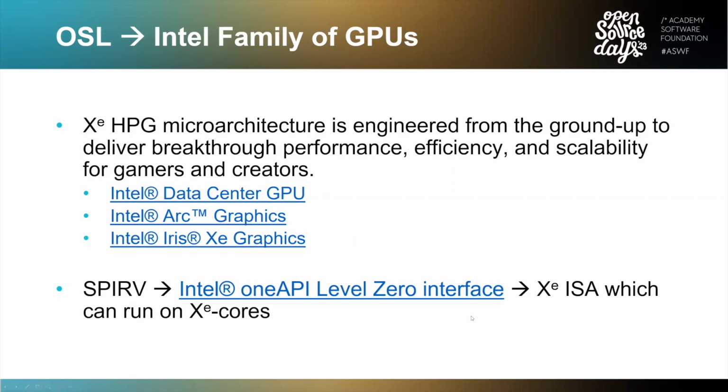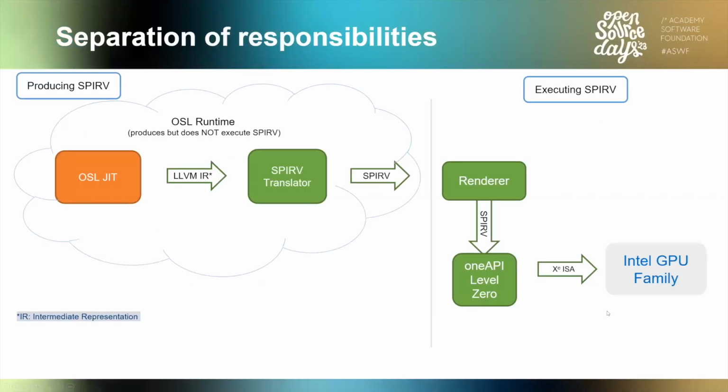interface to generate Xe ISA, which can run on those devices. So how do we get there?